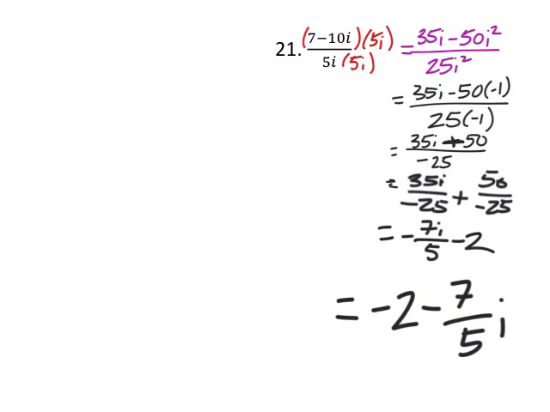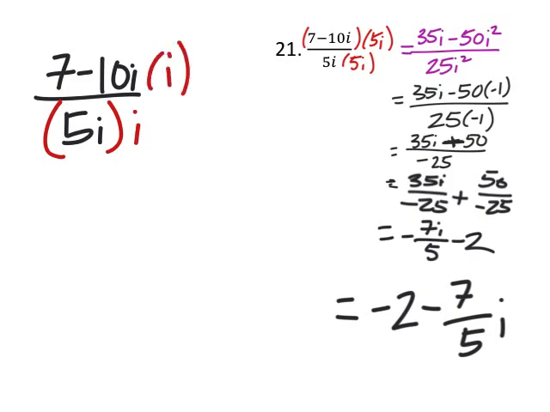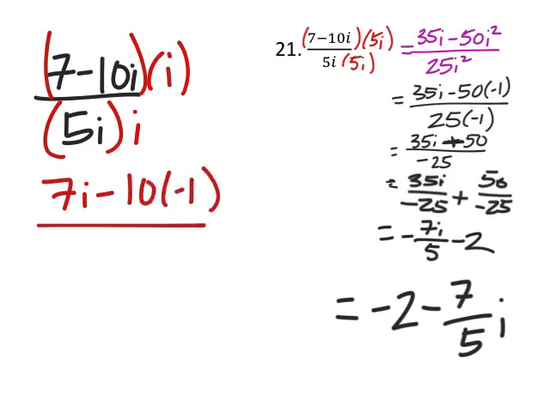Now, some of you guys know that I suppose that was kind of a long route to do this. What we can do is split this up. Really, we didn't need to multiply by the 5, all we need to do is multiply by the i. So if we multiply both of these by i, then our denominator no longer has an i. That's great. So this would be 7i minus 10 times, I'm just going to skip that step, 10 times negative 1 over 5 times negative 1.